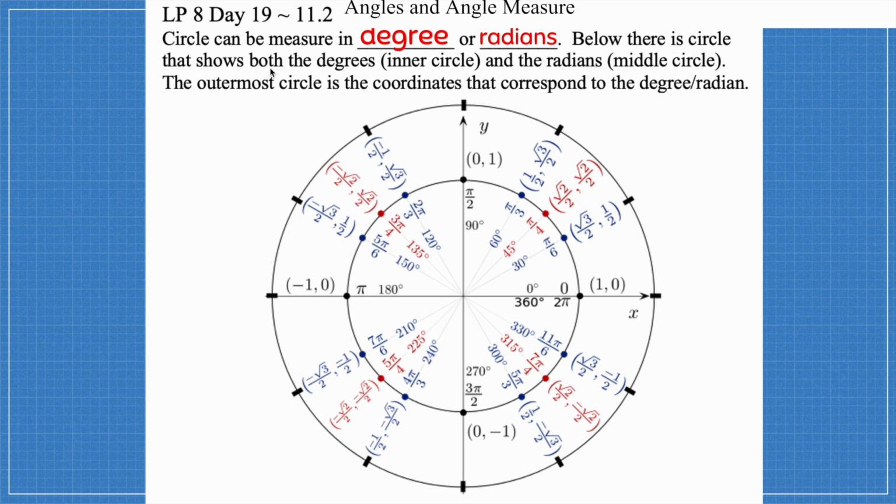So below there's a circle that shows both the degrees, the inner circle here, which I was just pointing out, that's our degrees, and then the radians is the second circle here, the middle one. If you notice the radians, they're using pi, so it's using a ratio with pi. And the outermost circle are the coordinates that correspond to the degree and the radian, which we will eventually use later in the semester. But right now we're going to focus on just the inner circle and the middle circle.